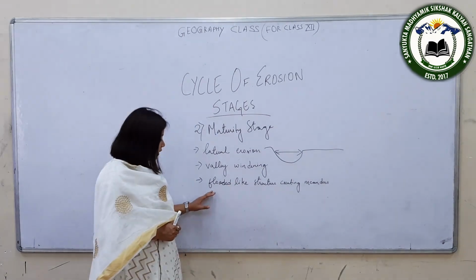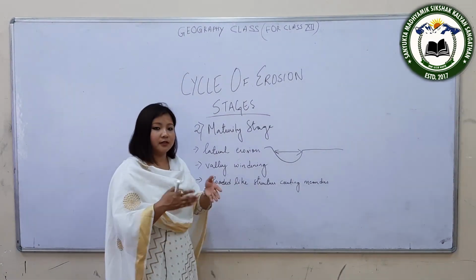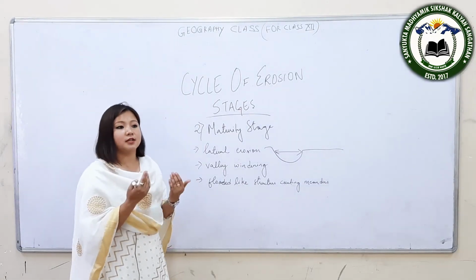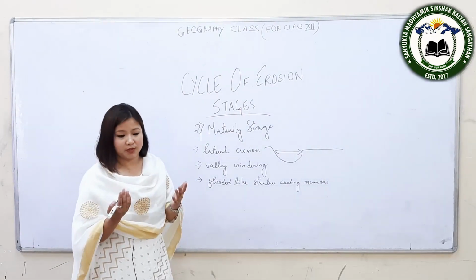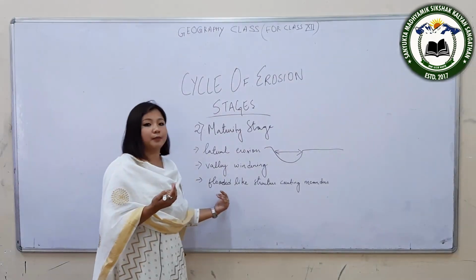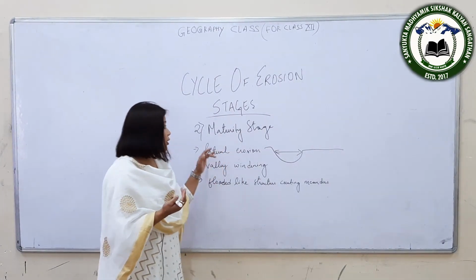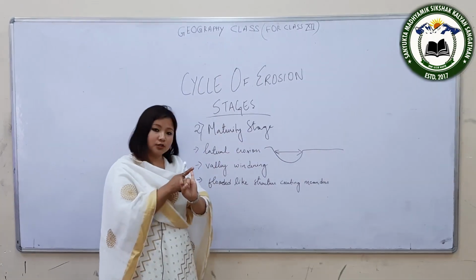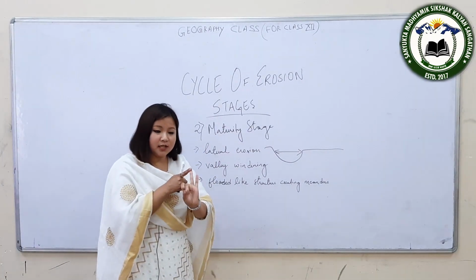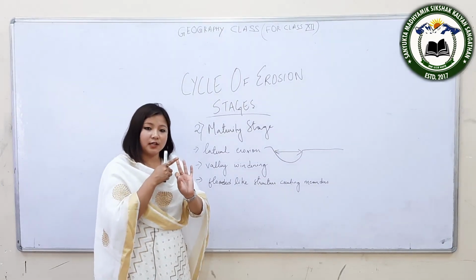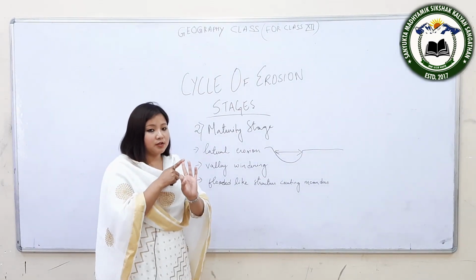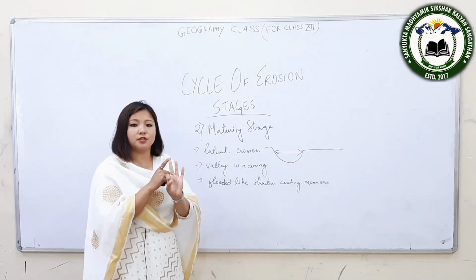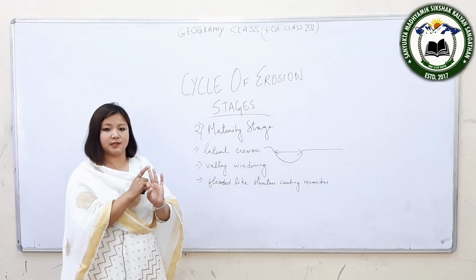So in this flood plain like structure, what happens? There is the creation of meanders, or the main stream has been divided into tributaries and distributaries, creating flood plain later on. So the maturity stage has been characterized by what? Lateral erosion, which leads to valley widening, and it creates the flood plain like structure. It is because of the creation of meanders and the distribution of tributaries and distributaries.